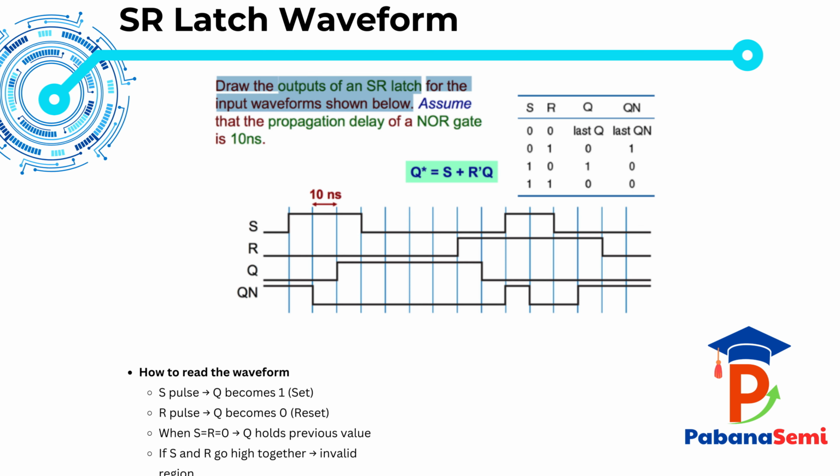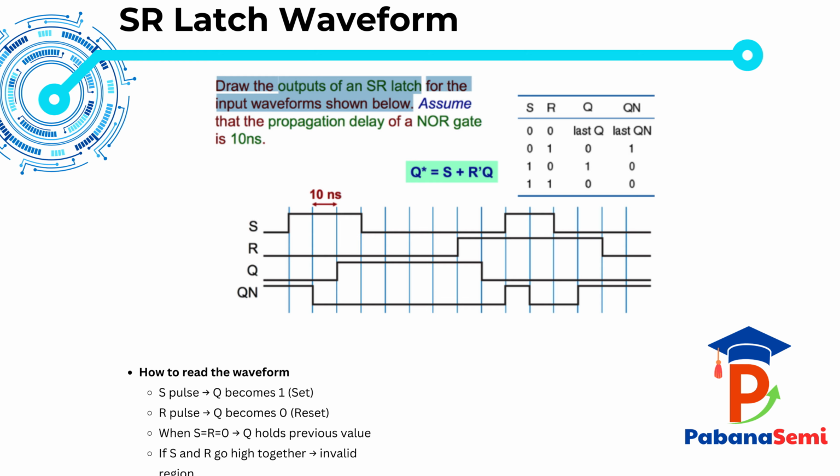If S pulses high, Q becomes 1. This is the set operation. If R pulses high, Q becomes 0. This is the reset operation. If S equals 0 and R equals 0, the latch holds its previous value. If S and R go high together, that is an invalid condition.